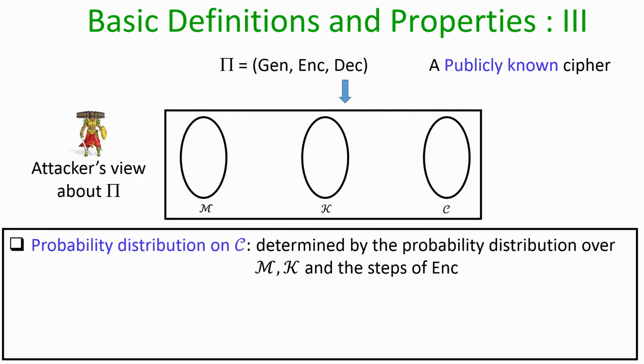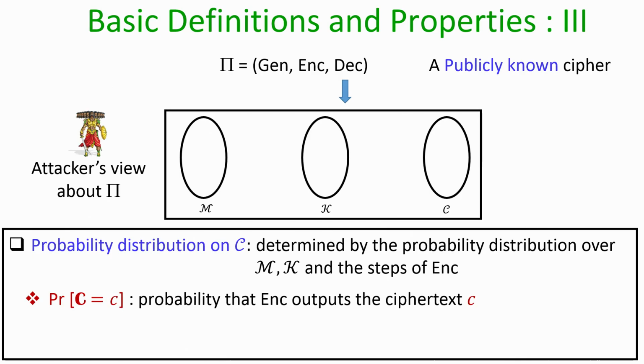And the third probability distribution is the probability distribution over the ciphertext space, and this is determined by the probability distribution over the message space, the key space, and the steps of the encryption process. Once the attacker knows the probability that a certain plain text would be encrypted by the sender and the probability that a candidate key would be obtained by the key generation algorithm, then by running the steps of the encryption algorithm over that candidate plain text and candidate key, the adversary can find out the probability of occurrence of a certain ciphertext. So, we introduce this third random variable boldface C to denote the value of the candidate ciphertext, and the notation probability random variable C equal to little c denotes the probability with which the encryption algorithm would output the ciphertext c.